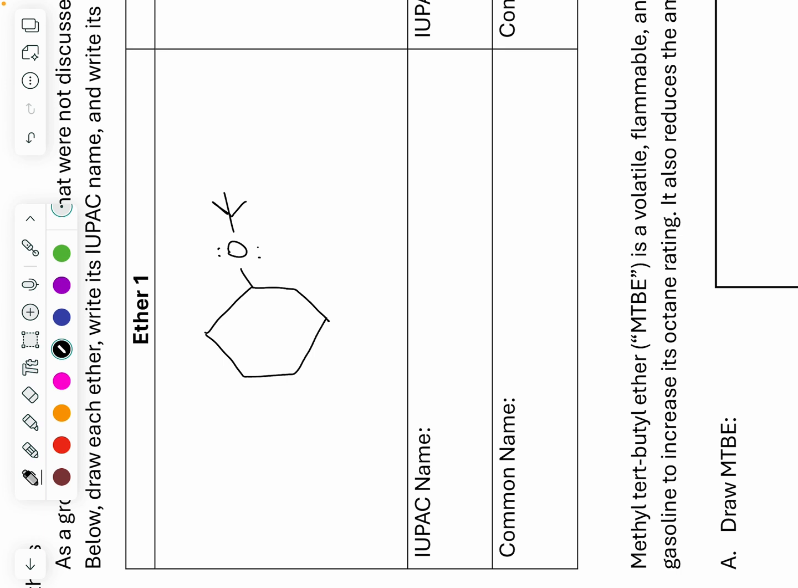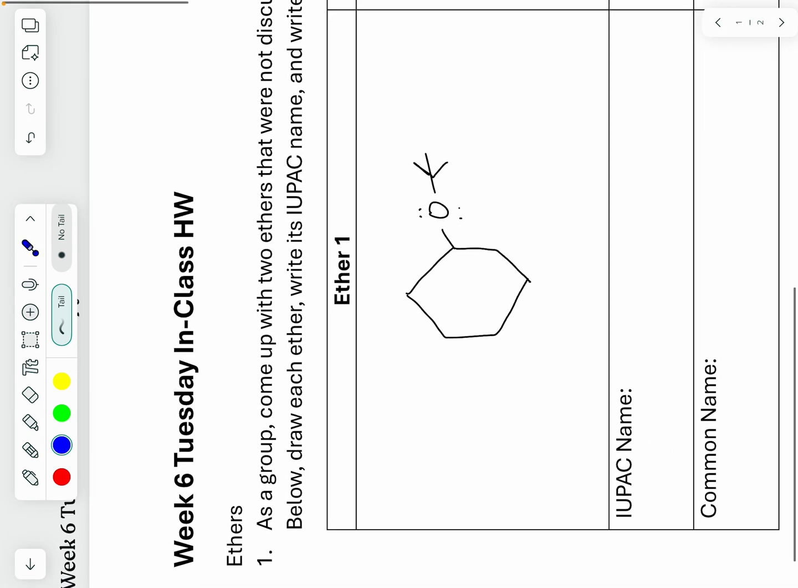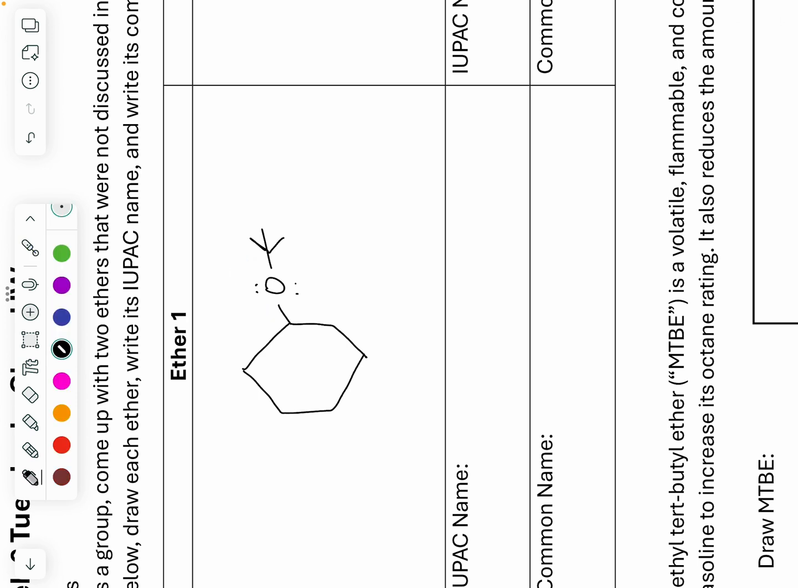So the IUPAC name: we know this is a cyclohexane because there's no double bonds. That's why it has the ANE at the end. And we know that at carbon 1, there's a bond to an oxygen that's bonded to a tert-butyl. So this whole thing right here will be a tert-butoxy group, because kind of like a methoxy or an ethoxy, it takes this butyl and adds an oxy at the end. So this whole thing will be a tert-butoxy. And then this will be a cyclohexane.